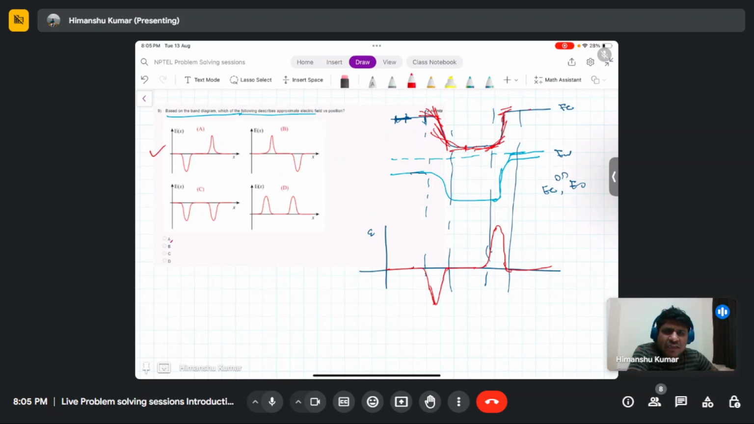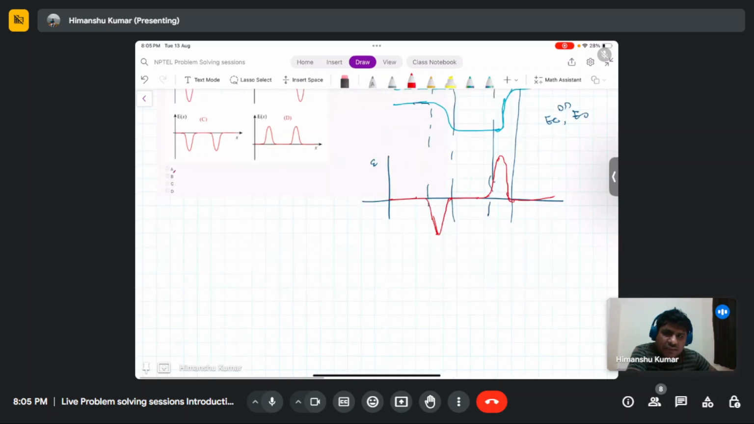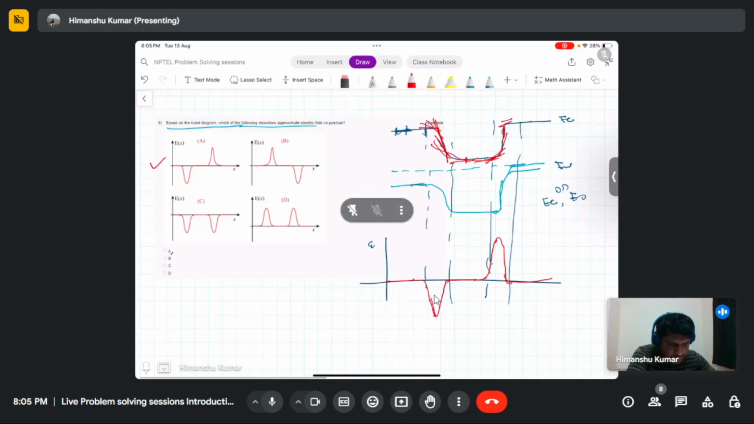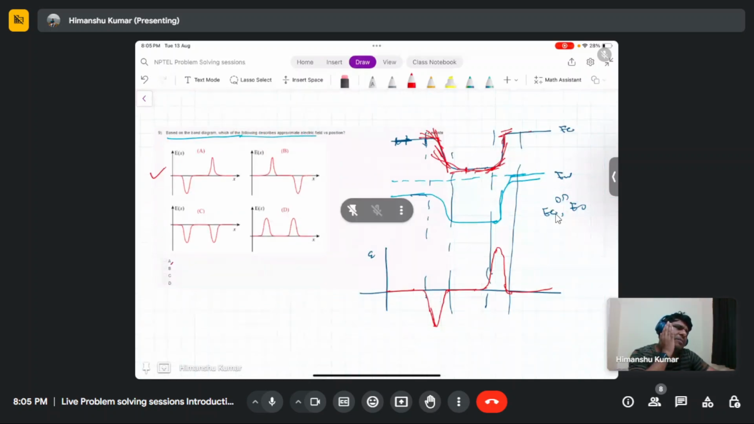So the ideal way of calculating this is just by looking at the slope of the conduction and valence band edge. And this is a fairly simple thing. Yeah. So this was this problem.